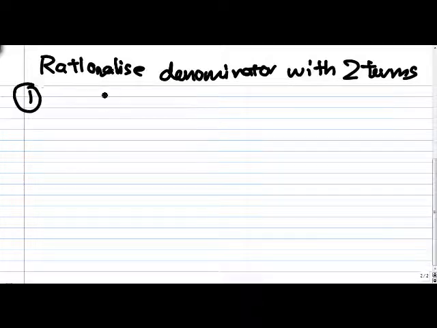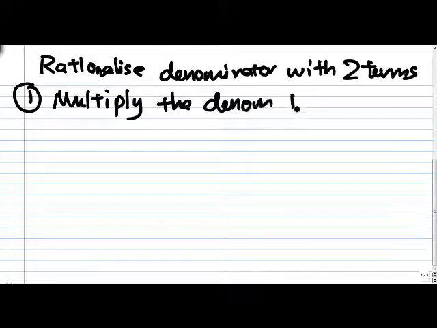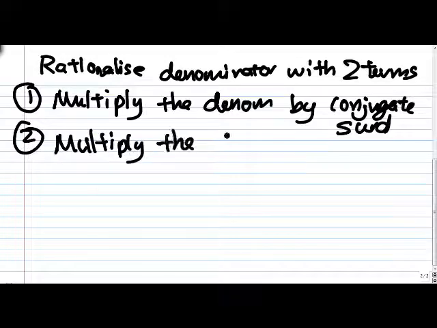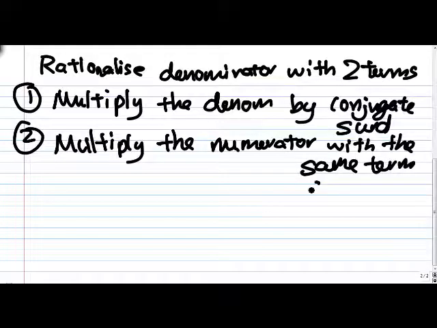So the first step is to multiply the denominator by its conjugate surd. You'll know what I mean in a moment. Multiply the denominator by the conjugate surd, and step 2, you multiply the numerator by the same term you multiply to the denominator. Multiply the numerator with the same term as in step 1.